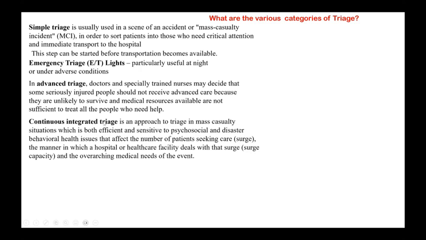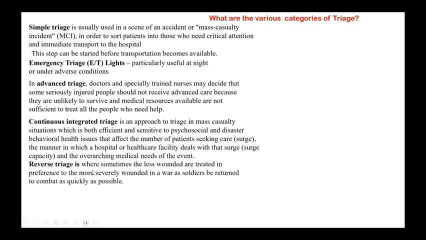Then there is a continuous integrated triage approach in mass casualty, which is both effective and sensitive to psychological and disaster behavioral issues that affect the number of patients seeking care. That is the patient surge and the manner in which the hospital is able to accommodate them. It's called surge capacity. This is another category of surge.